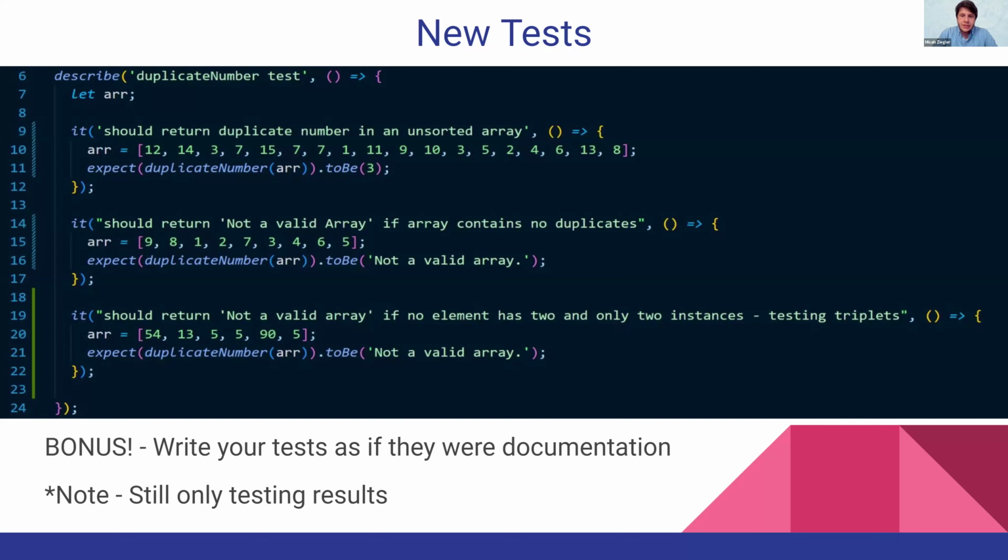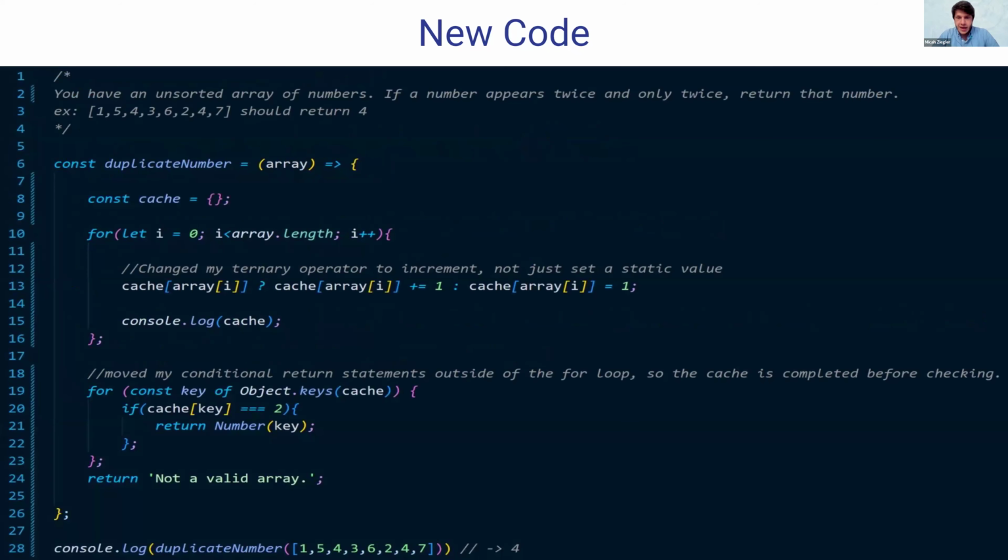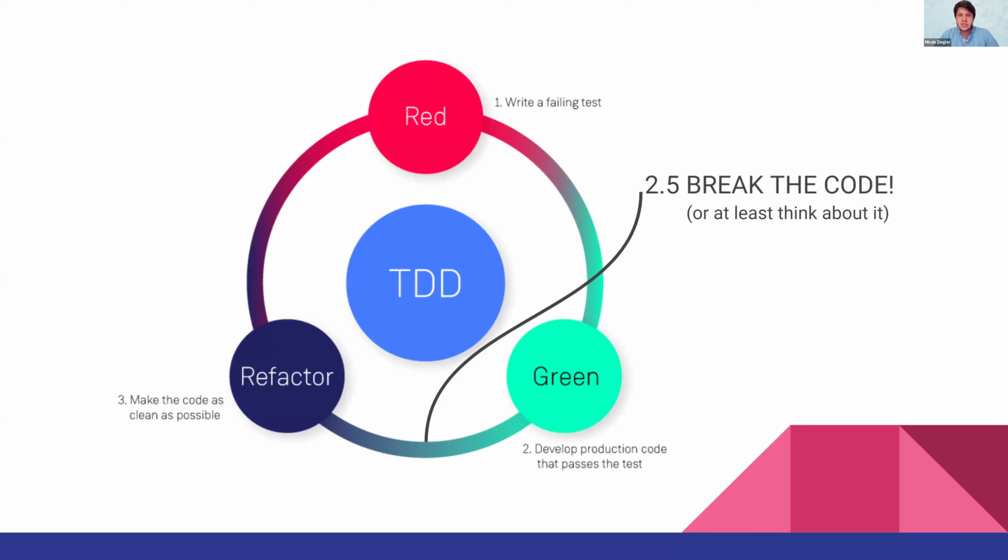So I go through and I run these new tests, and luckily they fail. So I go back to my code and I refactor until my test passed. I changed my ternary operator to increment so that triplets are correctly accounted for. And I moved my return statement out of the for loop because before, as soon as one element was repeated, the function would return right then, even if there are more repeats later in the array. So this handles that scenario. I can run my test suite again, and they all pass with my new code. So we've gone through this test development cycle, and now we can refactor and move on.